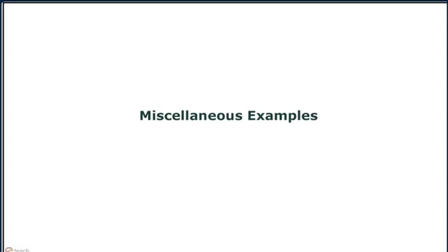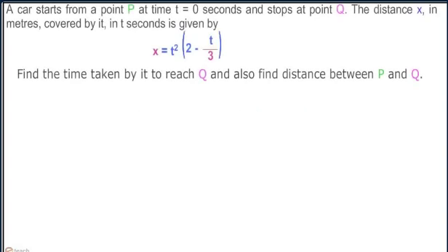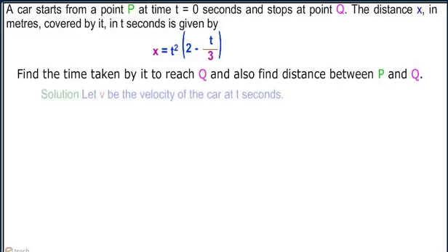Miscellaneous examples. A car starts from a point P at time t equals 0 seconds and stops at point Q. The distance x in meters covered by it in t seconds is given by x equals t square into 2 minus t by 3. Then find the time taken by it to reach Q and also find the distance between P and Q.